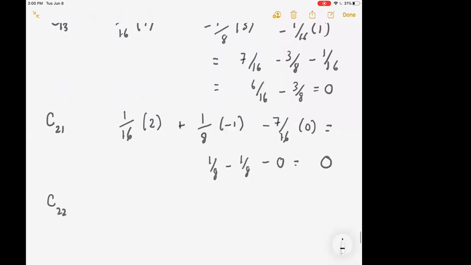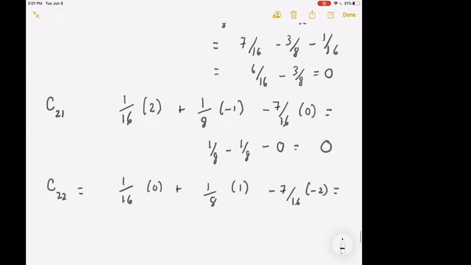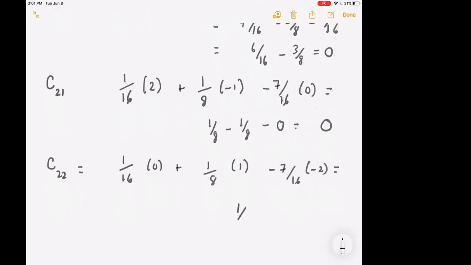C sub 2, 2. Again, the second row of the first matrix, those three matrix elements are the same. So I just have to copy them, transcribe them carefully. The matrix elements of the second column of the second matrix are different. They are 0, 1, and minus 2. So if I evaluate this, I get 1 over 8 plus 14 over 16. And if I do this arithmetic correctly, I get 1.